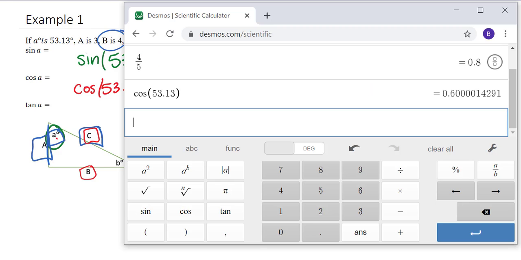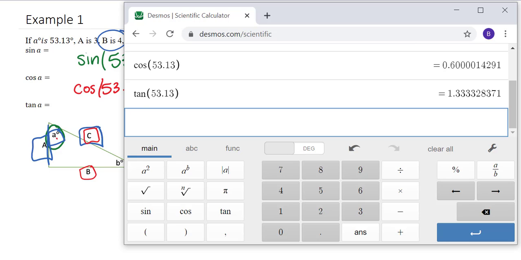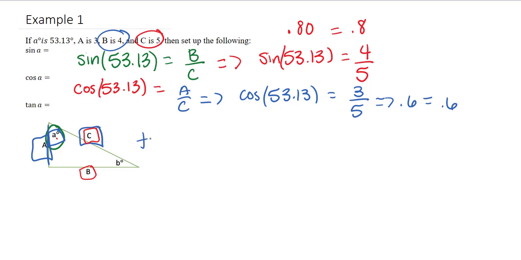Now let's look at tan, or tangent. So let's get our calculator. So tangent of 53.13 is equal to 1.33, and continues on, which makes sense because, what's tangent? Tangent of 53.13 is B over A. B is the bigger side than A, so it should be a larger number. And what's B over A? Well, B is equal to 4 and A is equal to 3.